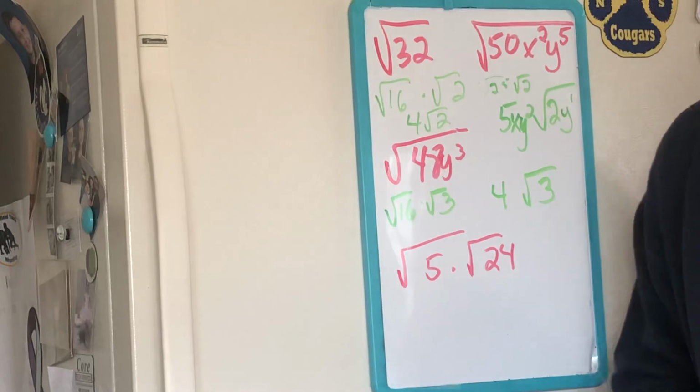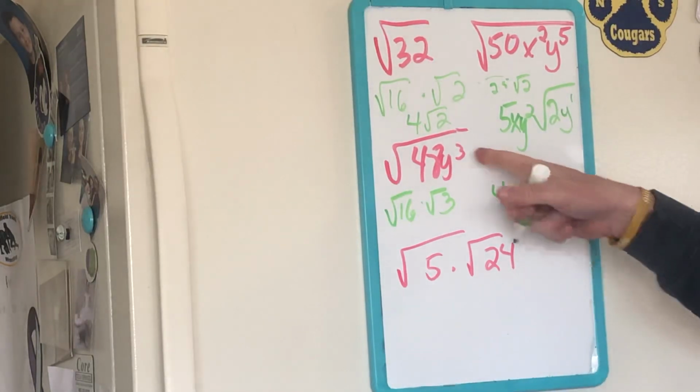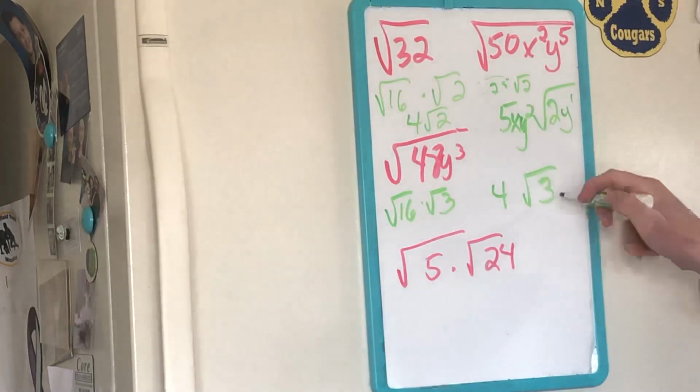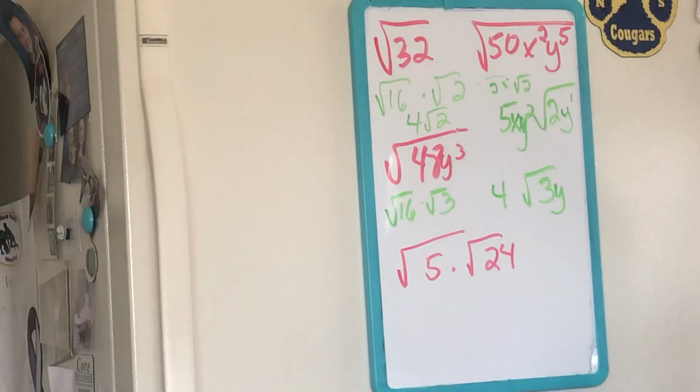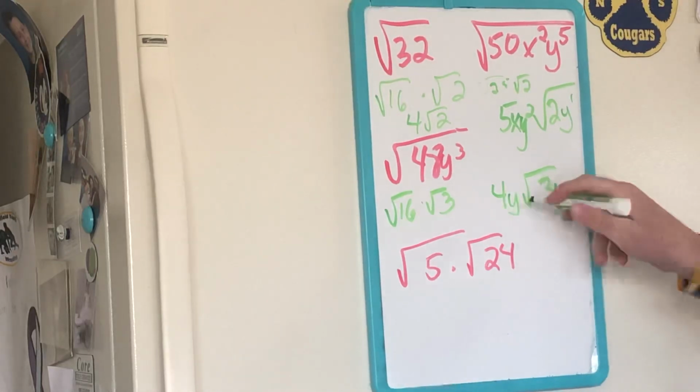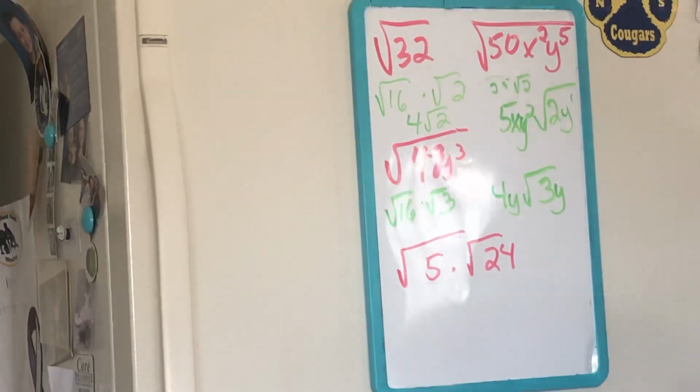Now I've got to take care of that y cubed. 3 is an odd number, so that means I leave 1 behind. If I take 1 away, that means it's y squared. Square root of y squared is y. So I have 4y radical 3y.